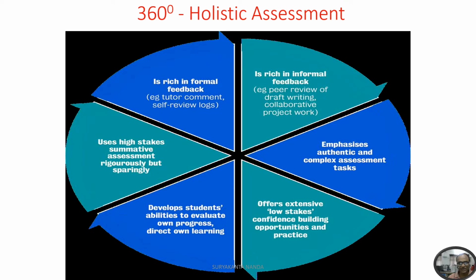A 360-degree holistic assessment has these components: it is rich in formal feedback, for example, tutor comment, self-review, etc. It is rich in informal feedback, for example, peer review of draft writing, collaborative project work, etc. It emphasizes authentic and complex assessment tasks, offers extensive low-stakes confidence-building opportunities and practice, develops students' abilities to evaluate own progress, direct own learning, and uses high-stakes summative assessment rigorously but sparingly. So these are the components a holistic assessment should focus on.